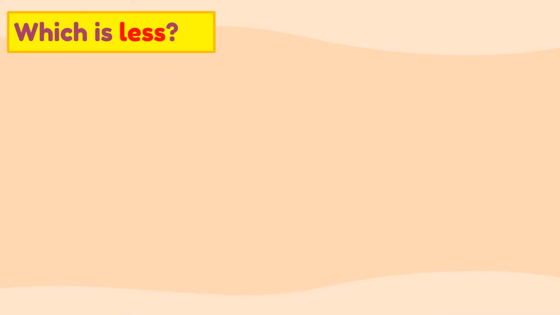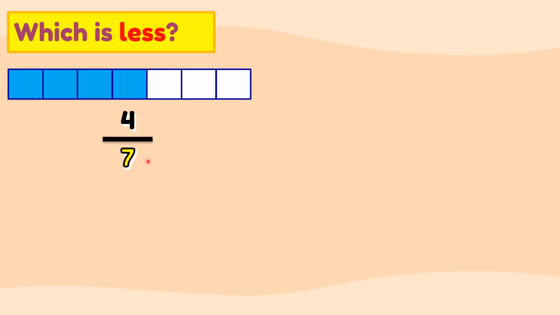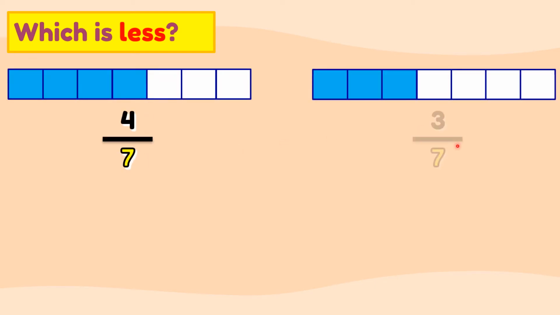Now, let's look at this example. Which is less? Look at the first fraction, 4 over 7. The second fraction is 3 over 7. Let's look at the numerators and denominators. These two fractions have different numerators, but same denominators. How to compare the fractions?